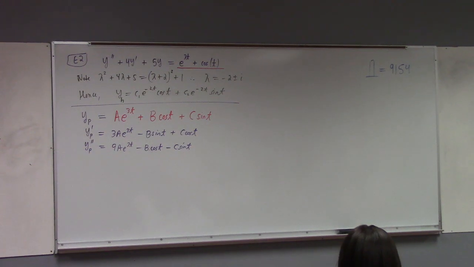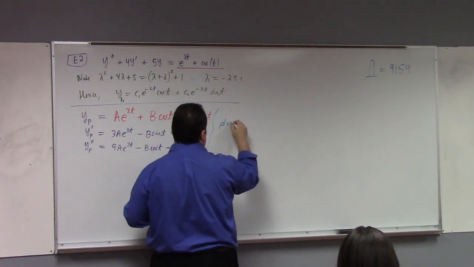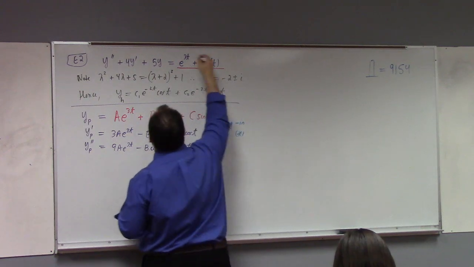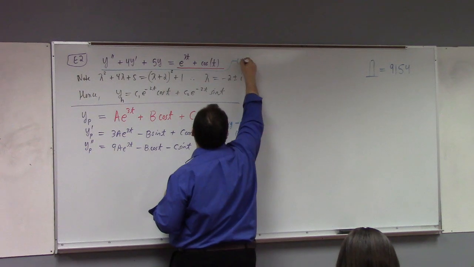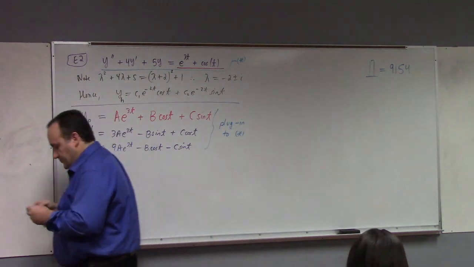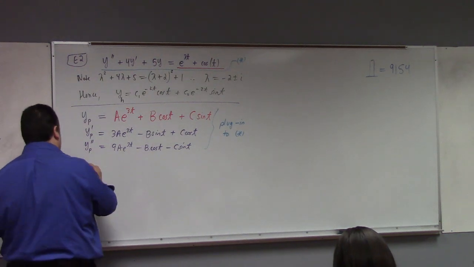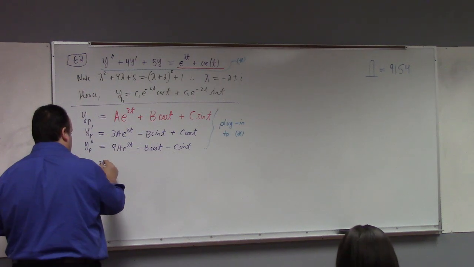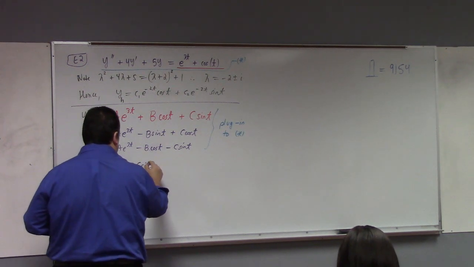Where do I plug it in? I plug it into the original differential equation, right? So I take these and plug into star. Star. All right, what happens? Well, we get ourselves a 9a e to the 3t minus b cos t minus c sine t.